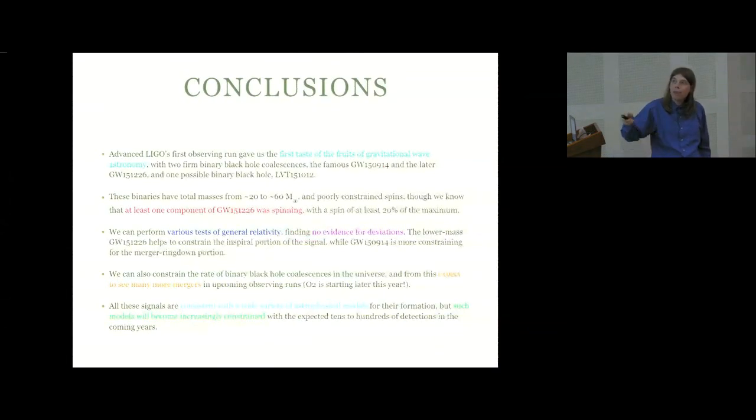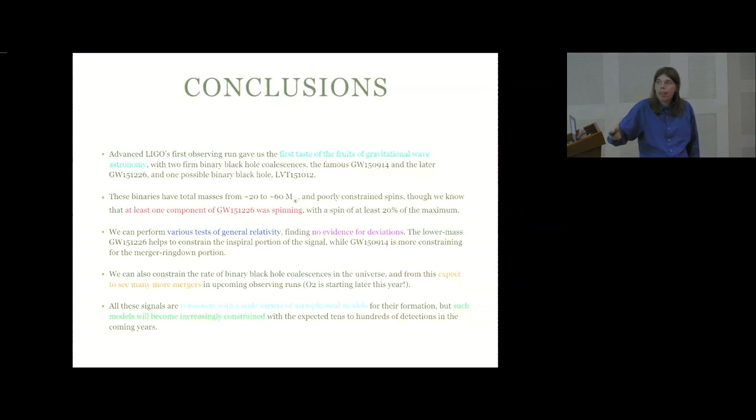So we have 2 confident coincidences, the same with GW150914, then this lower mass signal being GW151226, and 1 possible binary black hole candidate. Total masses span around 20 to 60 solar masses. The final ones are much more massive than anything we've seen previously. We'll be able to say that one component in 151226 is definitely spinning, at least 20% of maximum.